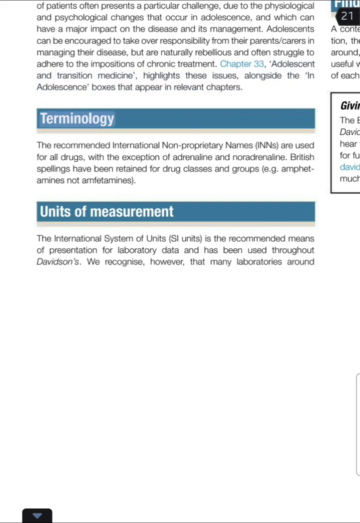Terminology. The recommended international non-proprietary names (rINNs) are used for all drugs, with the exception of adrenaline and noradrenaline. British spellings have been retained for drug classes and groups, e.g. amphetamines, not amphetamines.